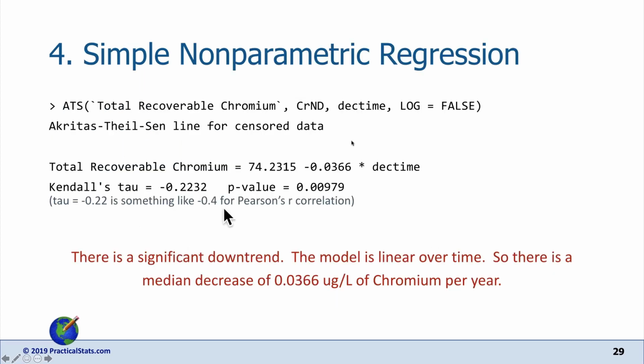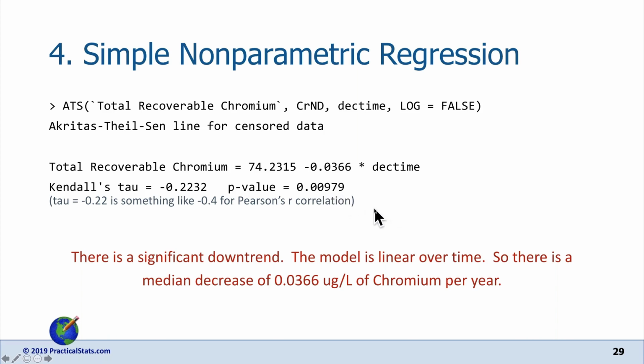And so to keep it simple, if log is false works fine and it looks like a straight line, then you've got a slope that instead of percent per year is micrograms per liter per year down. So this is going down about 0.04 micrograms per liter per year, and it is significant.